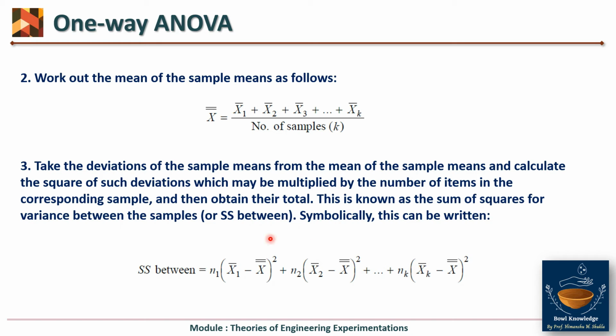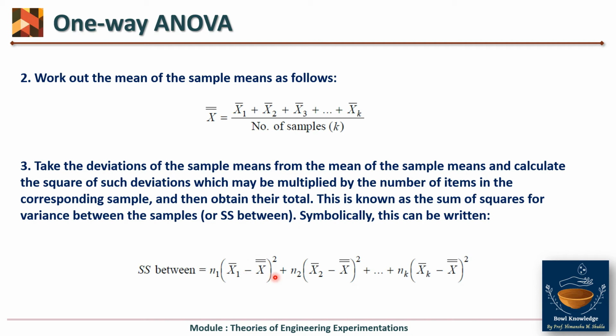First we will read about it, that is, take the deviations of the sample means from the mean of sample means. It means the grand mean. So we will take the deviation. Now what is deviation? How far every mean is from the grand mean. You can see my laser pointer. This is the mean of sample 1, how far it is from the grand mean. So this is called deviation.